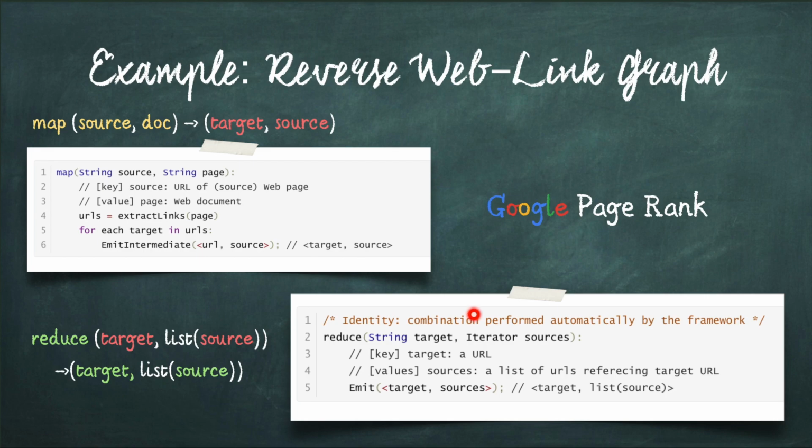In this particular example, it is worthwhile noting that the whole operation of combining the links pointing to a target page is performed by the entire MapReduce framework. So the reduce function in this case is very simple, it is indeed the identity function.